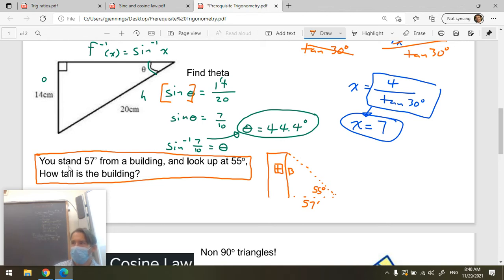So you're looking up 55 degrees. It's slightly higher than 45. And if this were 45 degrees, then the building would be 57 feet high. So you know it's going to be a little bit more than 57. That's great. So here we set up to answer.